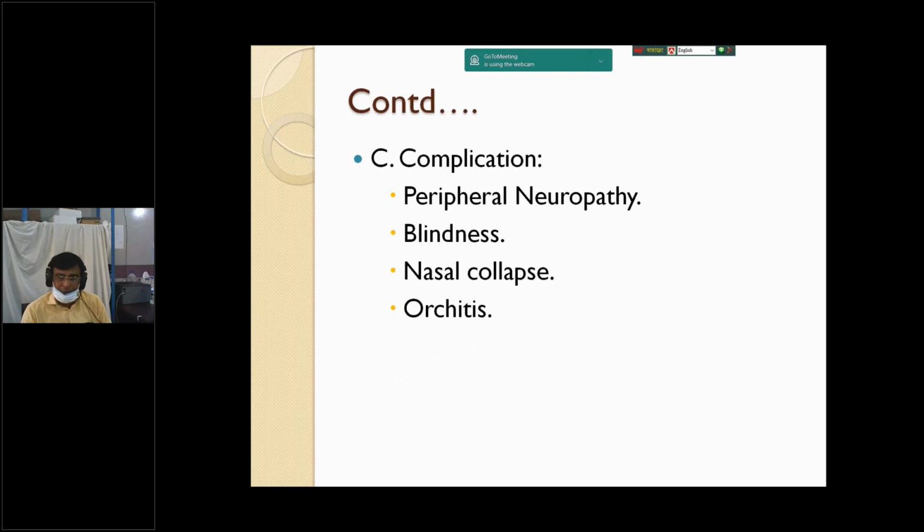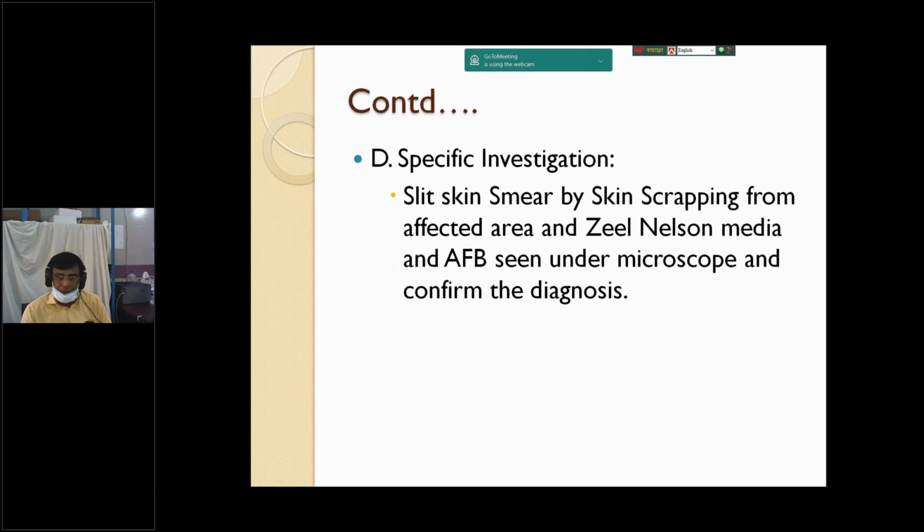Now the complications, what are the complications of leprosy? Peripheral neuropathy, blindness, nasal collapse, orchitis, sterility. Now, what are the specific investigations for leprosy? Slit skin smear by skin scraping from the affected area, and Ziehl-Neelsen staining, and AFB seen under microscope to confirm the diagnosis of leprosy.